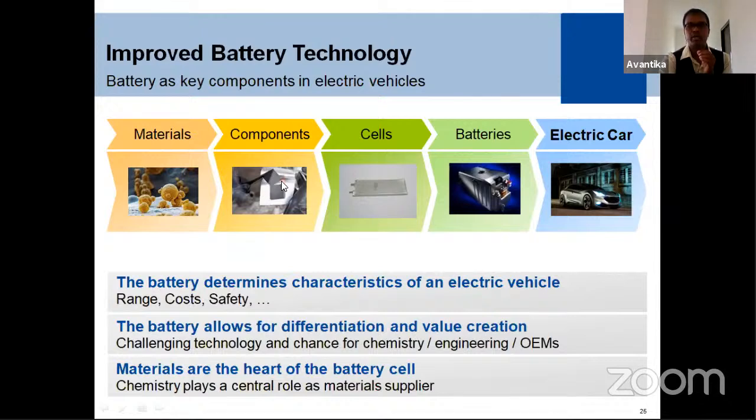We have to coat it on that foil. I already showed that in the movie. After that, we have to assemble the cell. Finally, we can use it in the application.